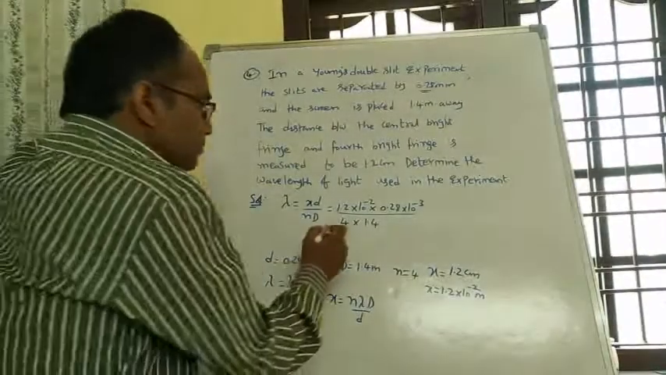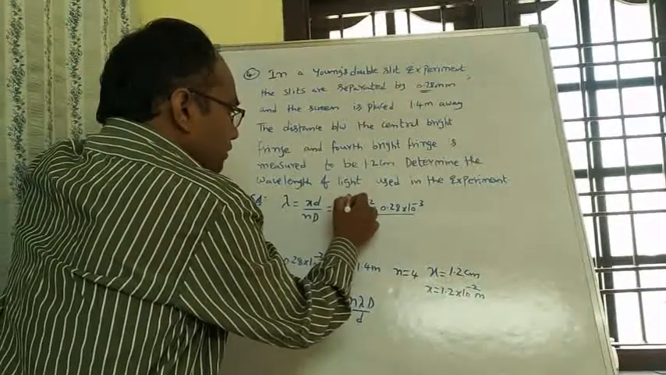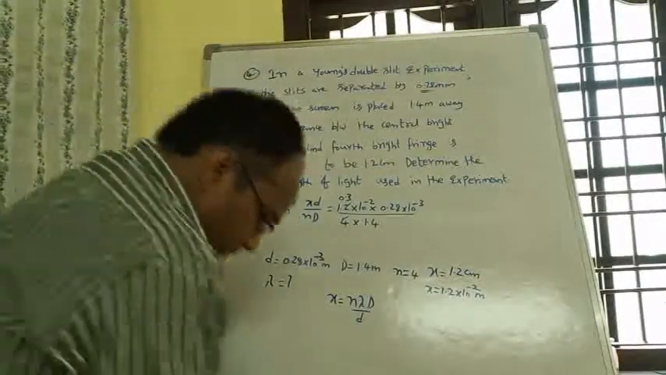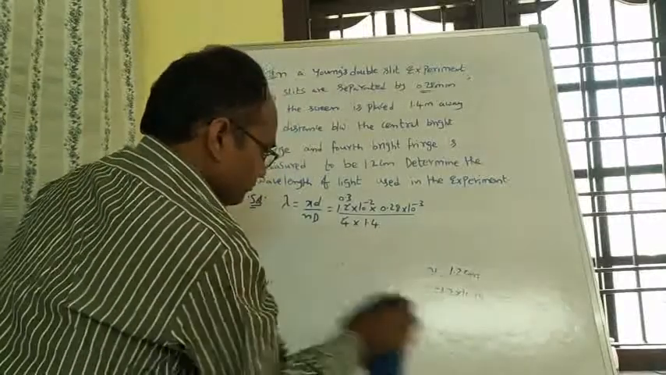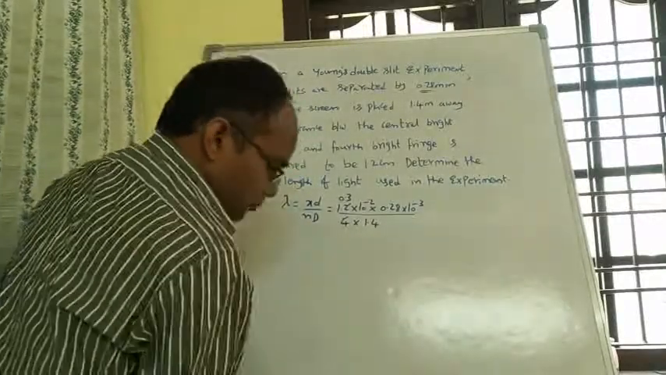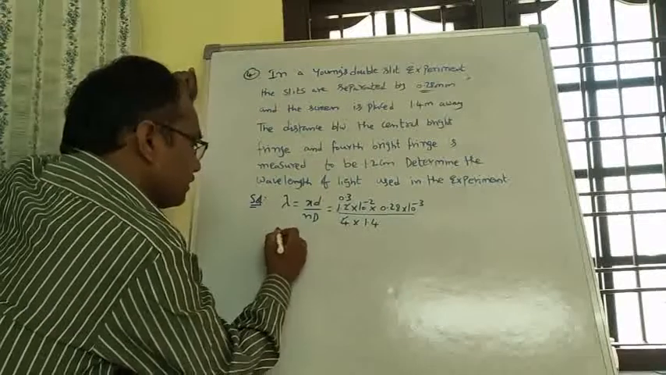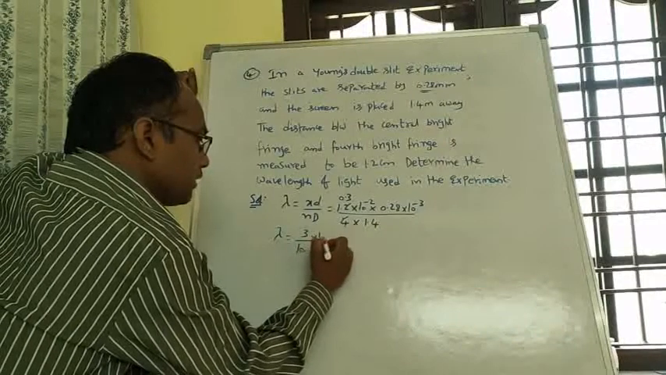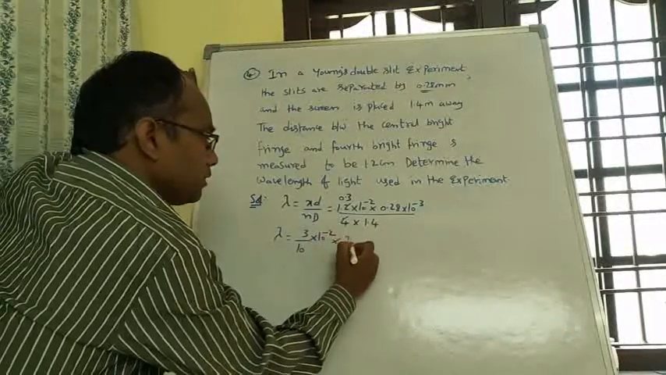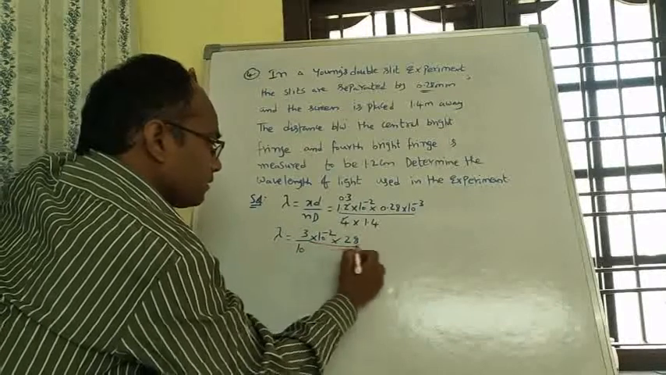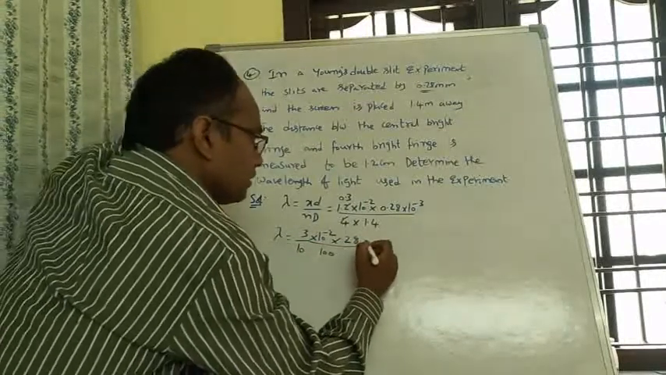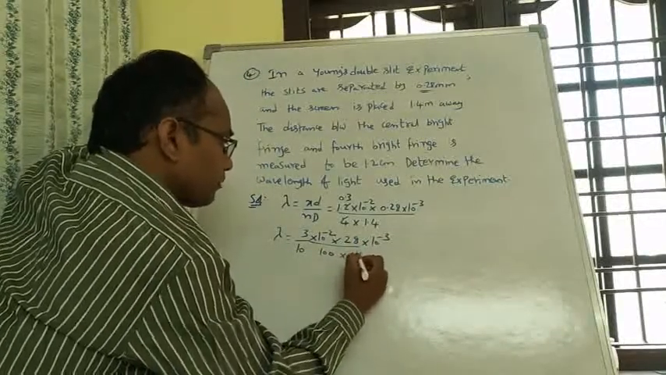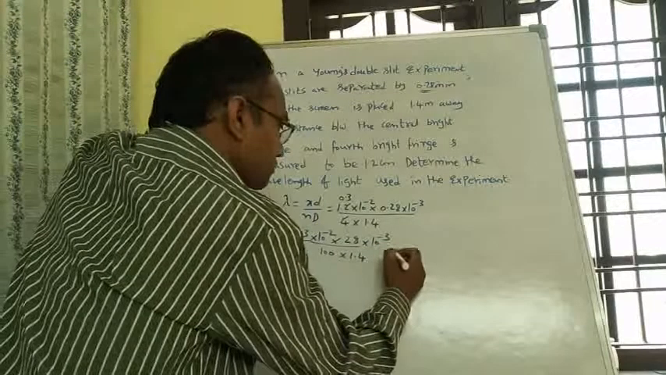Okay. So what is the value you should write? 4 ones are 4, 0.3. So in this one, what is the value we should write? Now here lambda is equal to 3 by 10 into 10 to the power of minus 2 into 28 by 100 into 10 to the power of minus 3 into 1.4. Okay. So what is the value you should write?